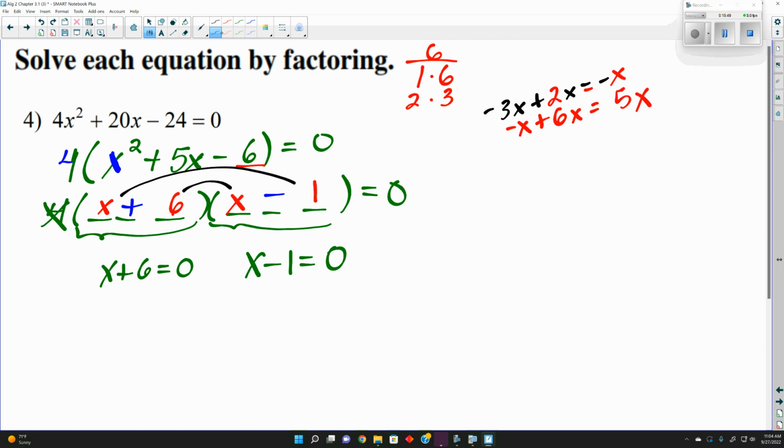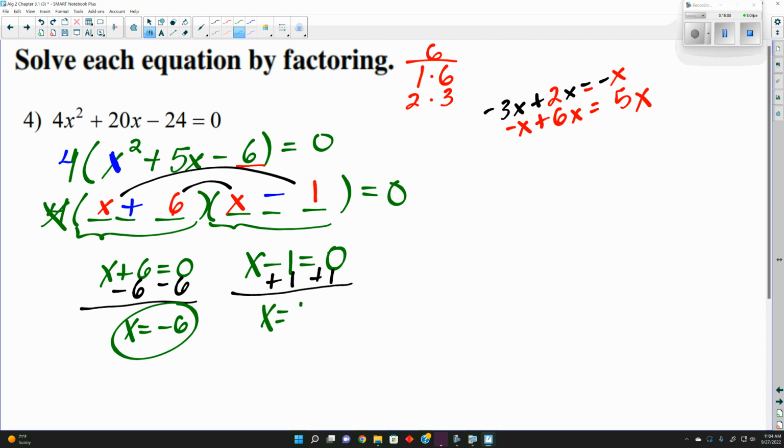Well, first thing we can do here is subtract 6, telling us x is equal to negative 6. And for the other one, we can add 1 to both sides, telling us x is equal to 1. And that's it. Any other questions on this here? Are you ready for the next one?